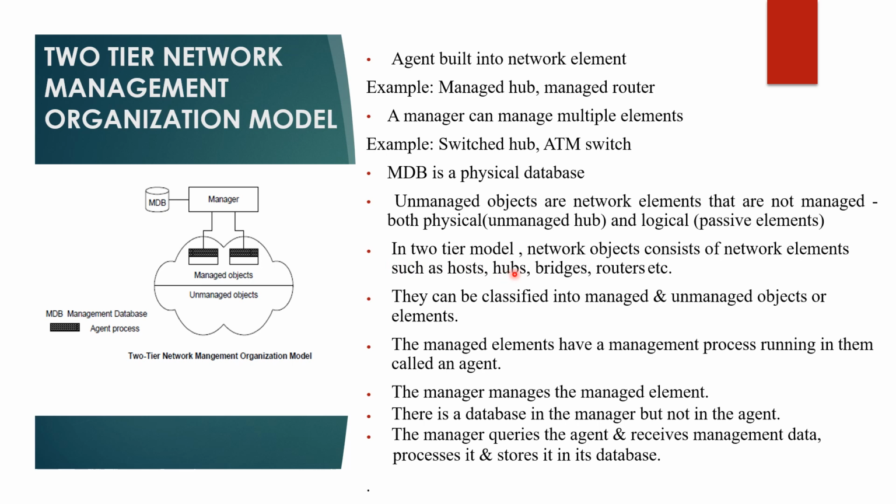In the two-tier model, network objects consist of network elements such as hosts, hubs, bridges, routers, etc. They can be classified into managed and unmanaged objects or elements, as we can see here in the diagram. The managed elements have a management process running in them called an agent. So here in the managed elements, we have a management process running that is called the agent process. So here, this is the indication of the agent process.